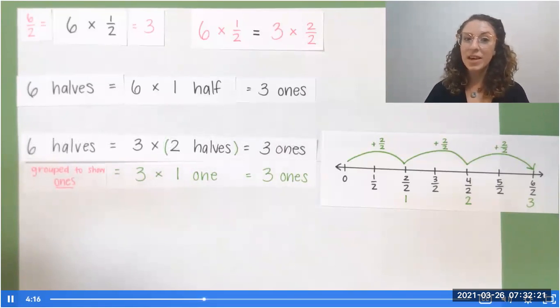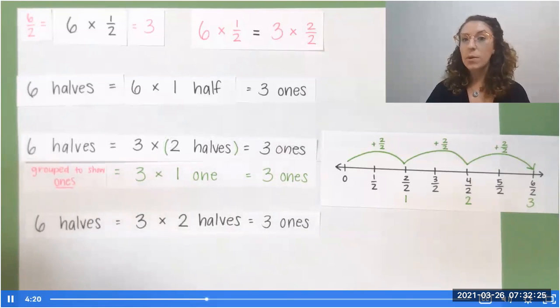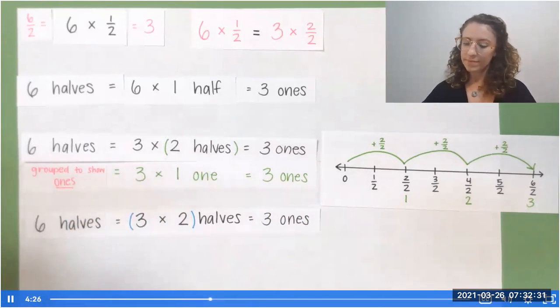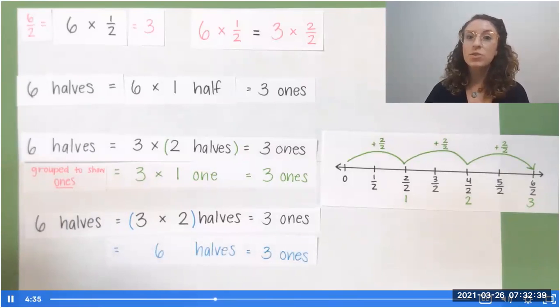I'm going to show that same number sentence again, but this time put parentheses here. What does it show if I group 3 times 2? What's 3 times 2? 6. 6 halves. So grouping 3 times 2 shows how many halves we have.